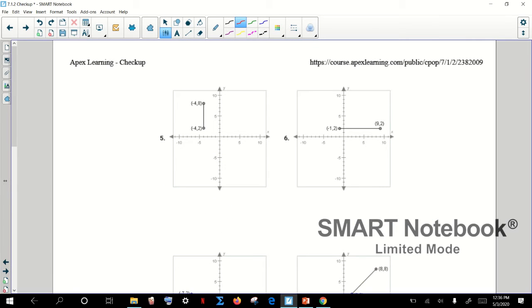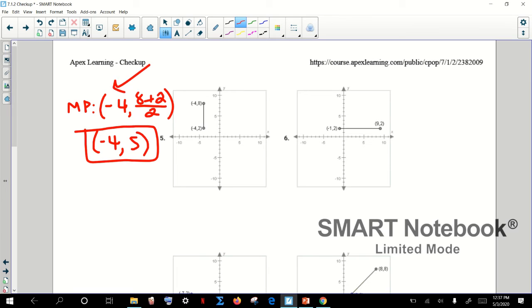Let's keep going. Alright, here we have a vertical segment. Since it's vertical, we know the midpoint is going to have the same x value of negative 4, so we just have to find the midpoint between 8 and 2. We're going to take the average of the two endpoints for the y values. So 8 plus 2 is 10, 10 divided by 2 is 5. If you're not comfortable with leaving the x how it is, you could take the average of negative 4 and negative 4, but the average of negative 4 and negative 4 is just negative 4, right?